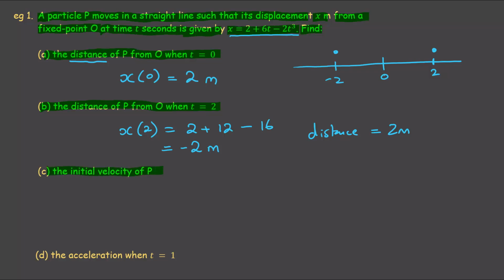We now want the initial velocity of P. To get velocity, we are going to differentiate. The velocity is dx/dt. So if we differentiate that, we get 6 take away 6t squared. And so v of 0, the initial velocity, is just going to be 6 meters per second.